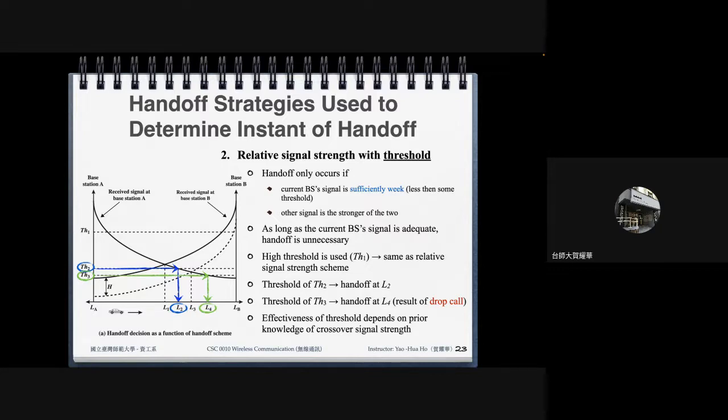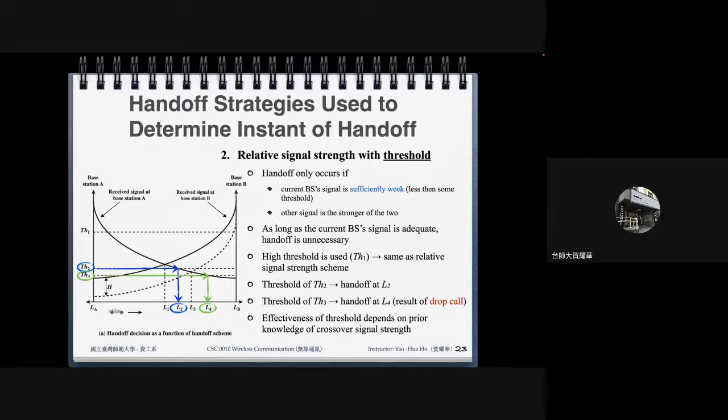Of course, a high threshold is used in the relative signal strength scheme: if B is strong to a certain point, then I do the handoff. If I use threshold 2, then I hand off at location 2. That means if the signal strength is stronger by a certain threshold, I hand off to B. That decision is made at location 2. That threshold will cause you to change the handoff location to location 2.